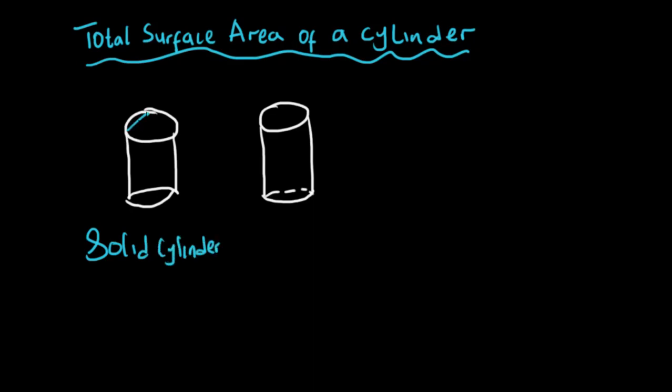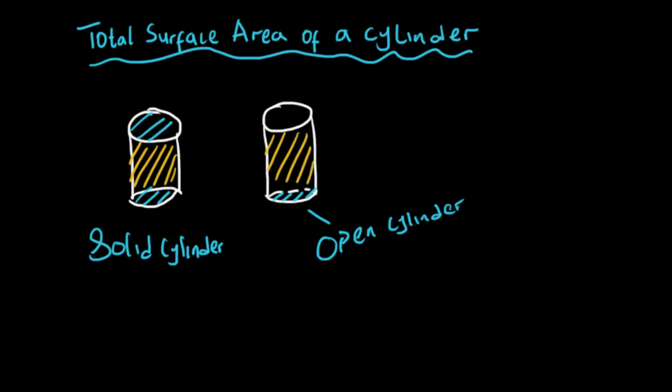Now remember, for a solid cylinder, we've got two circles. And then this is an open cylinder, and for an open cylinder, we just have one circle. Now remember, in the last video, I told you that the curved surface area of the cylinder is this part. Can you remember the formula for the curved surface area of a cylinder? 2 pi r h. So we've got 2 pi r h.